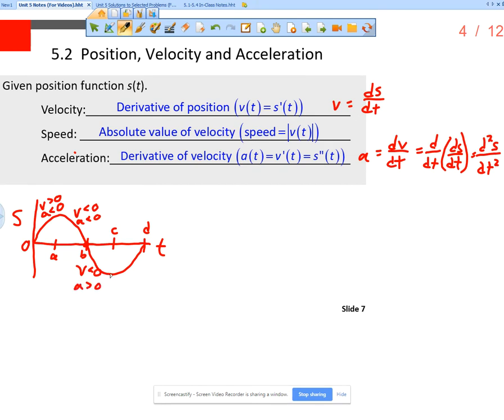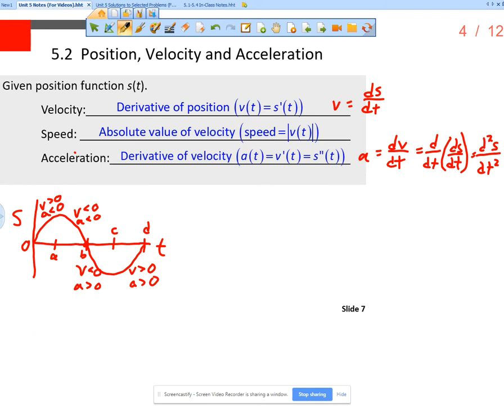All right, what happens after C? Well, from C to D, position starts increasing, so velocity is positive. And then acceleration is still concave up, so acceleration is positive as well. So that's some of the basics, analyzing the curve of position.